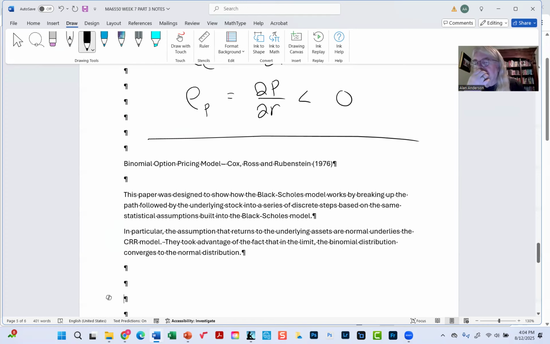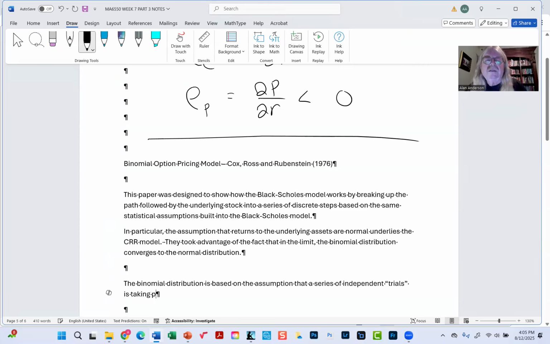It's like, you may have never had statistics. What's happening here is that the binomial distribution is based on the assumption that a series of independent trials is taking place. The trials are independent of each other.